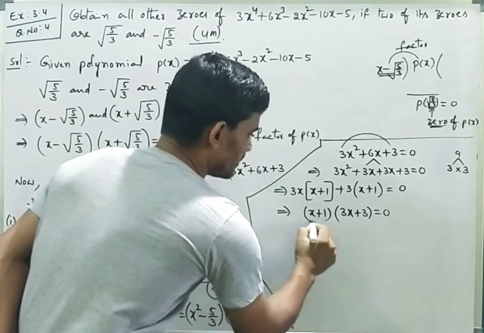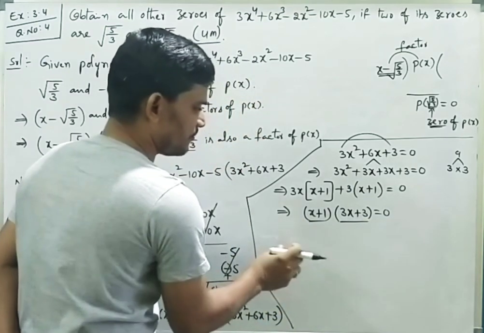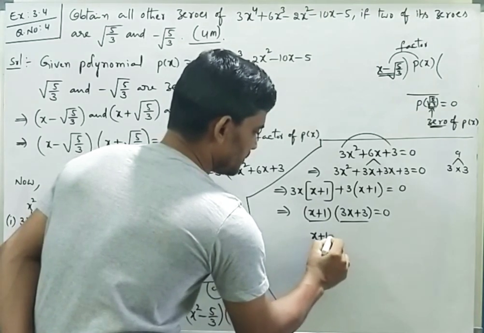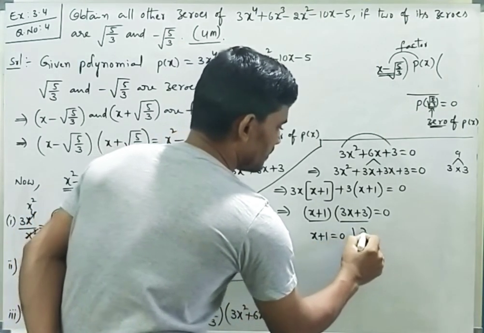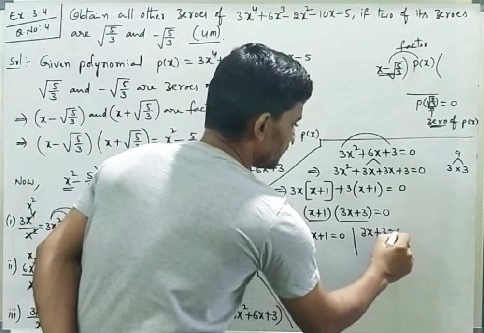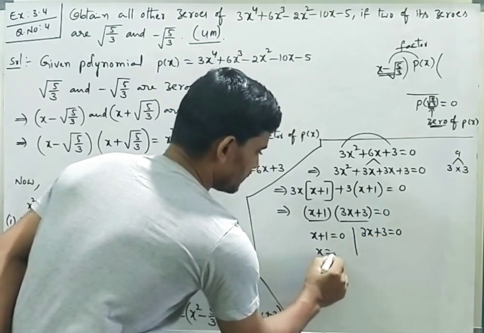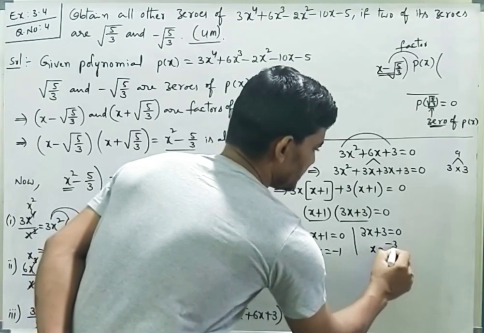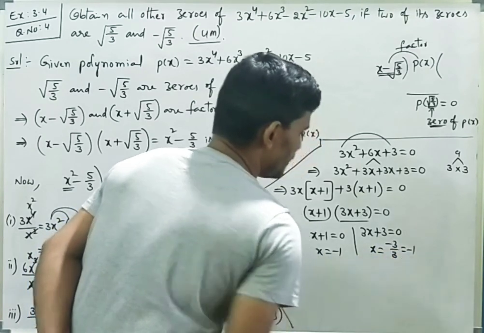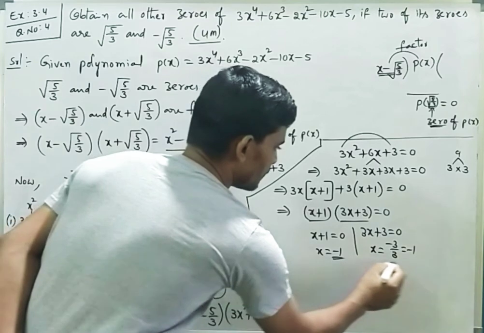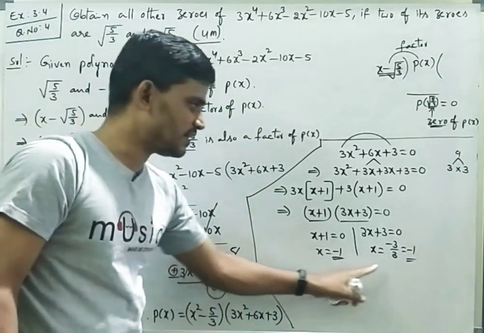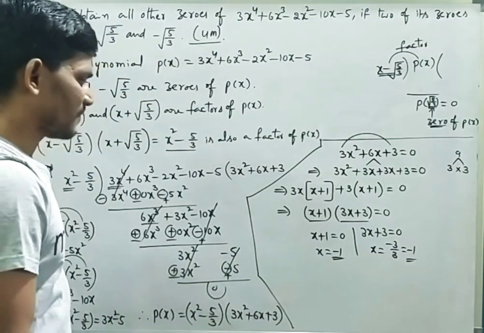As product of two factors is 0 if either of the factors should be 0, that is either x plus 1 is equal to 0 or 3x plus 3 is equal to 0. From this, x is equal to minus 1. From this, x is equal to minus 3 by 3, that is also minus 1. Therefore, the two more zeros, remaining two zeros are minus 1 and minus 1.